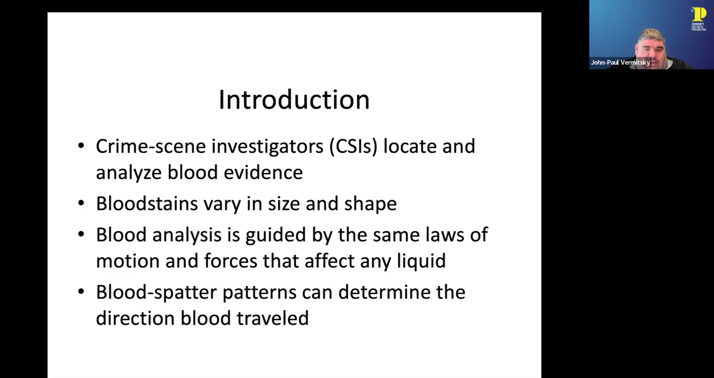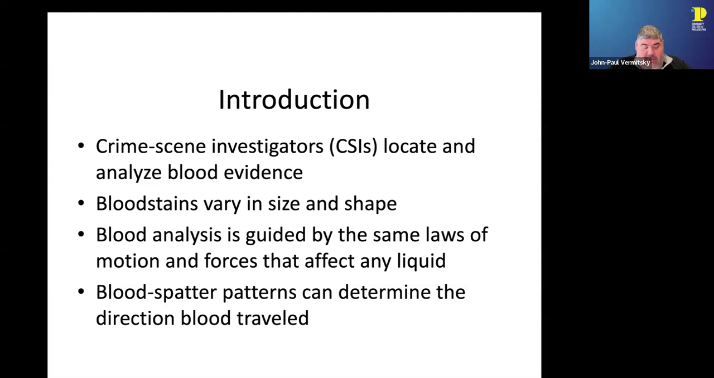Blood analysis is guided by the same laws of motion and forces that affect any liquid, meaning that there's a lot of physics that can be involved here. I don't want to dive too much into the actual physics behind this, but as you can imagine, the way that liquid sort of flows, blood will also flow. And that could also include splatters. And we'll look at some blood splatter patterns a little bit later in this presentation. So blood splatter patterns can determine the direction that blood is traveling.